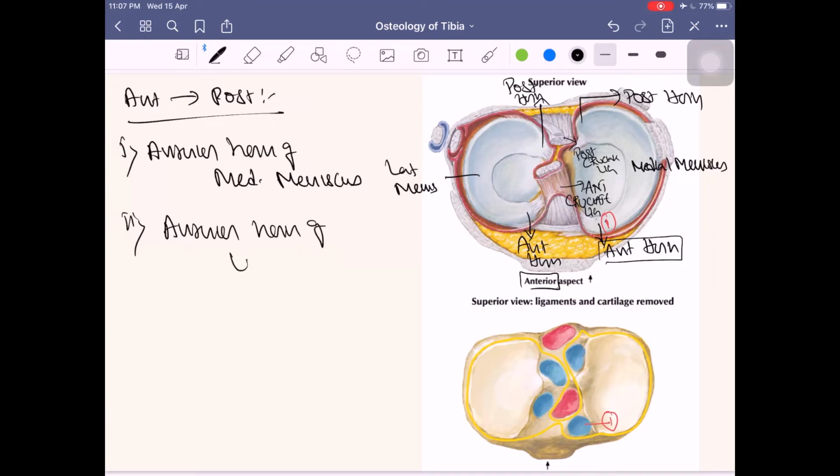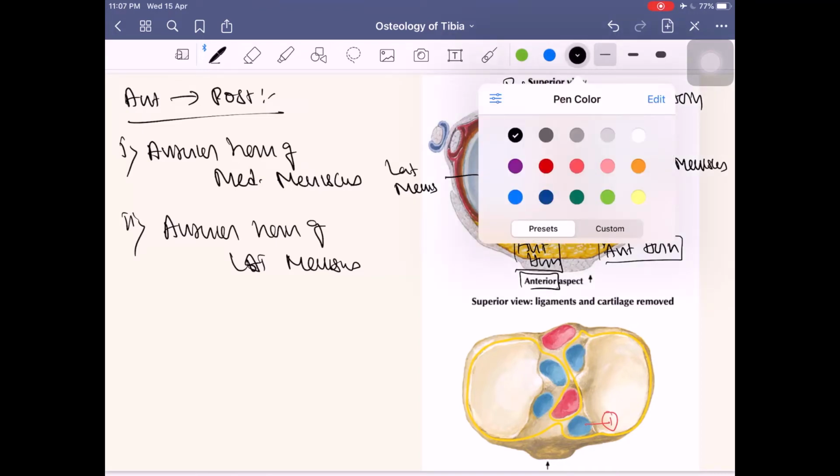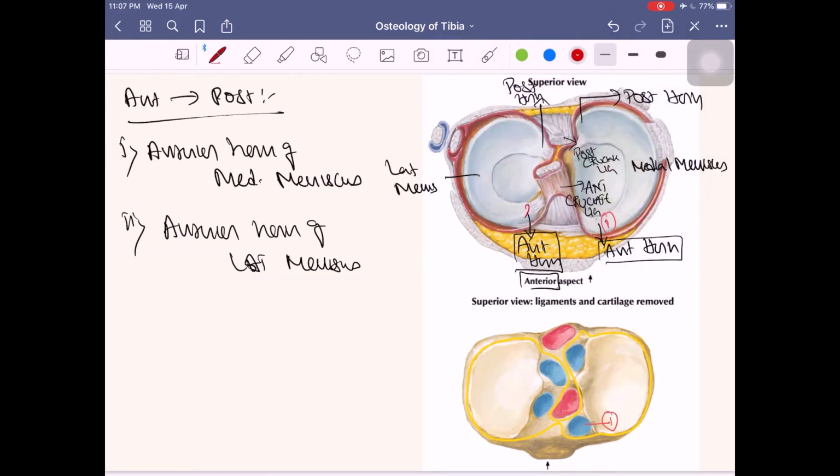Immediately behind you have the anterior horn of the lateral meniscus. Now you see immediately behind this, in this area, you have your anterior horn of the lateral meniscus. This is the one, so we will label this as your number 2. It looks like they are both more or less in the same place, just there. So this one is your number 2.